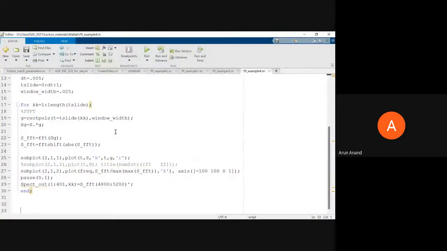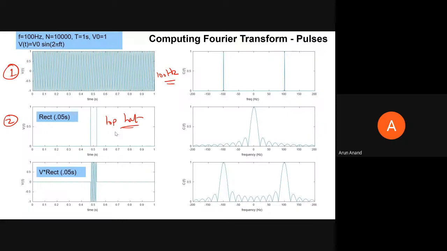That will be there in the code I'll send you. Here it is, the rectangular pulse. I'll send you the code anyway. So this is a top hat function or a rectangular function. See the spectrum. This is the FFT of the rectangular pulse.